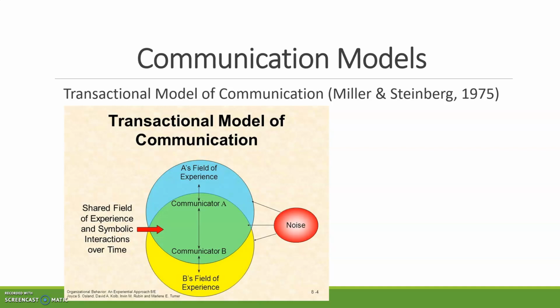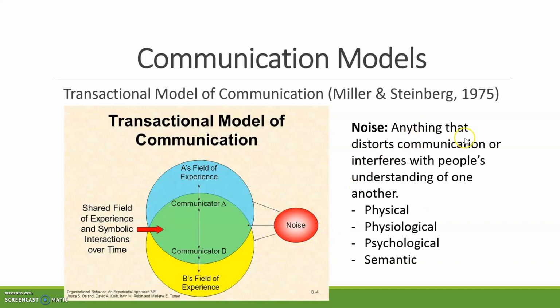So we translate what we have in mind into language and send it out to the other person. The other person interprets it and then encodes the message in mind and sends out his or her ideas or thoughts by using language. This is a reciprocal process. And the second improvement made by this model is that it acknowledges the existence of noise. So noise refers to anything that distorts communication or interferes with people's understanding of one another.